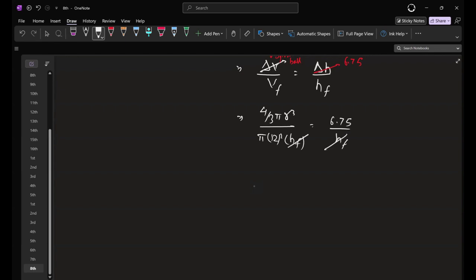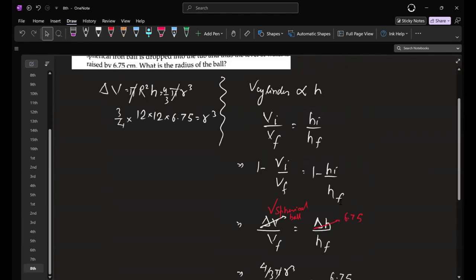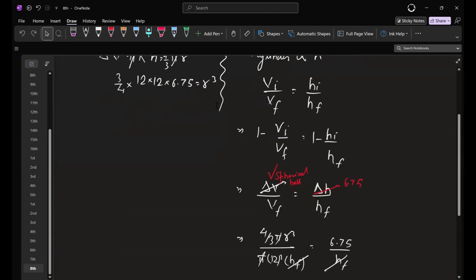Again, h final will get cancelled out. So r squared and pi would also get cancelled out. R cube would be equal to 3 upon 4 into 12 square into 6.75. And when we solve from here, this would come out as 9 centimeters, the answer. So again, with the proportionality method, the answer is coming out to be the same, right?